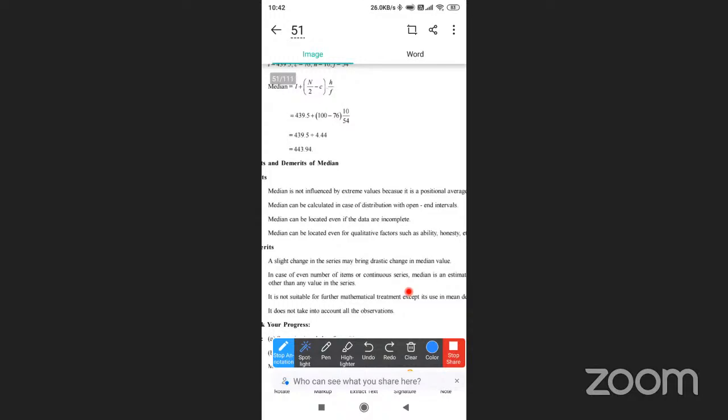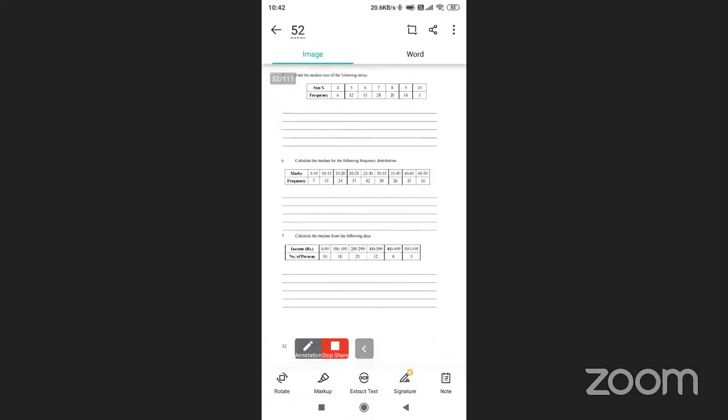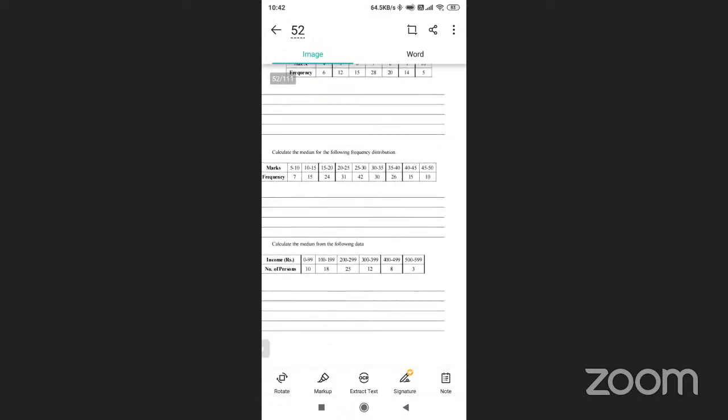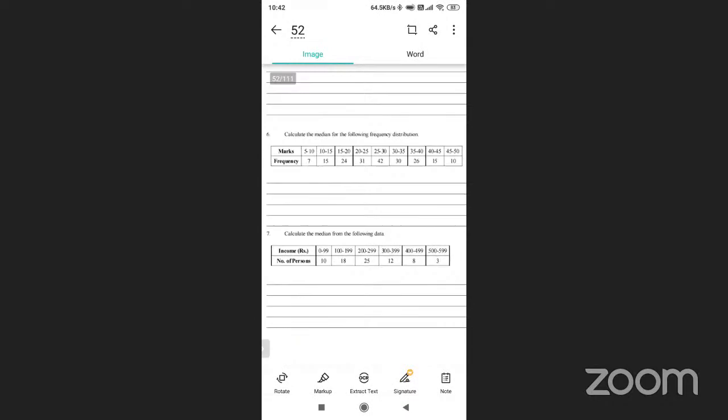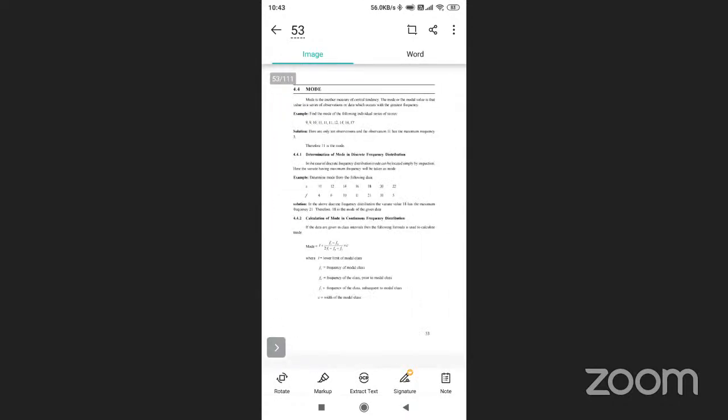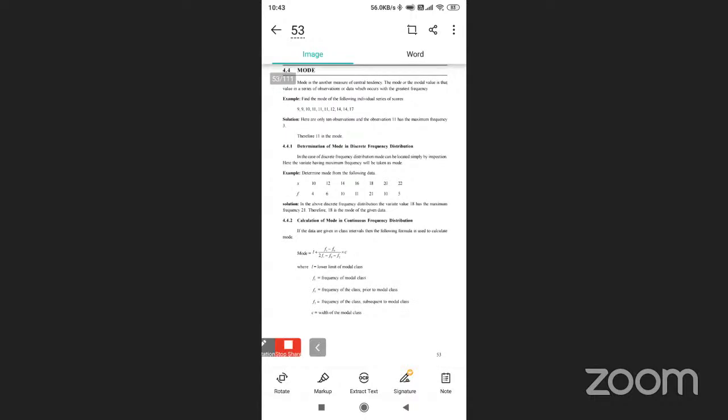Check your progress. Here the problems are given. See the next page. This is a discrete frequency distribution. This is a continuous frequency distribution. This is a discrete frequency distribution. Now do the problems. Three problems are the exercise. Solve the three problems. If you have any doubt, please contact me.